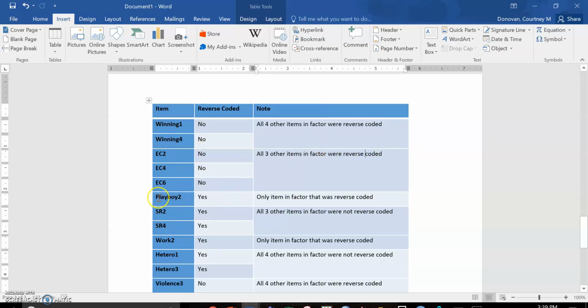The same here. So this Playboy factor, this item was reverse coded. It's standing out as a problem. It's the only item in that factor that was reverse coded. Everything else was positively worded. And we can keep going down. So we're not seeing things. So here, items were grouping okay, but the problem items were the ones that were reverse coded or not reverse coded compared to the others.